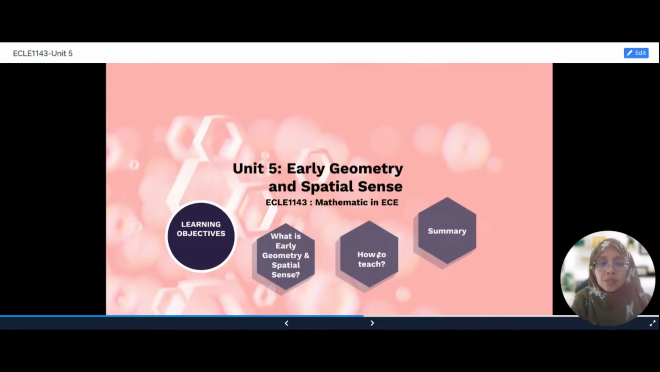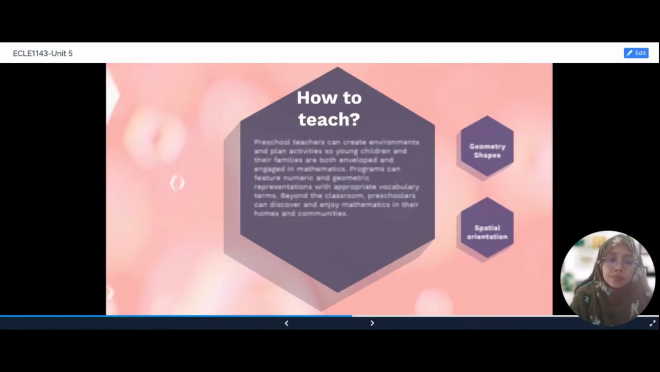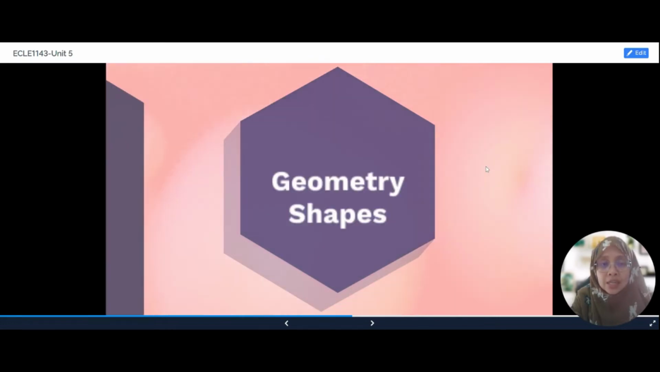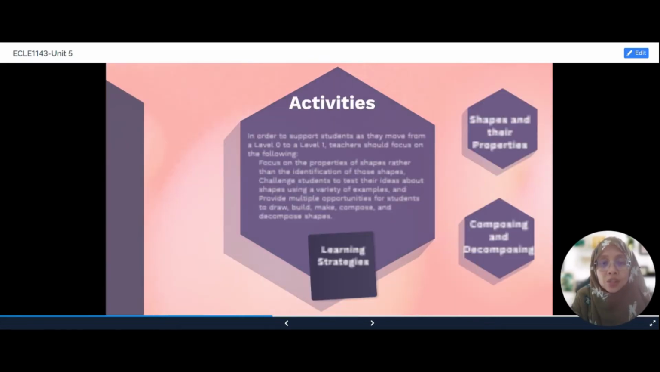Okay, seterusnya, how to teach. So tadi kita ada mention on the geometric shapes and also spatial orientation, right? So let us take a look at geometric shapes first.